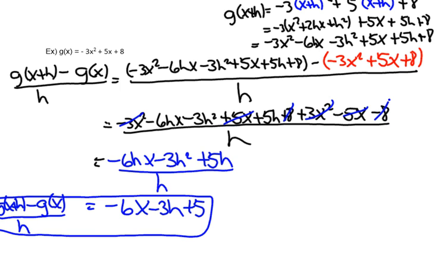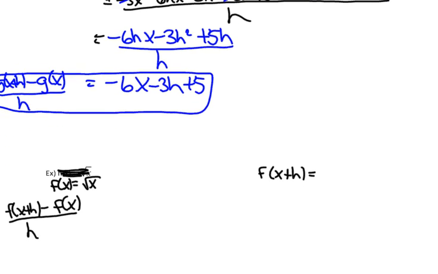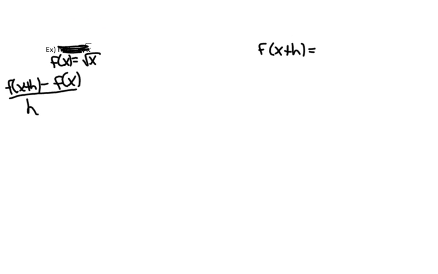All right, so let's take a look at some other functions that are not quadratic. Now, I've changed it so it matches your sheet. F of x is equal to the square root of x. Again, I've already written out the definition of the difference quotient. So now f of x plus h. Well, this is pretty simple. That's just going to be square root of x plus h. Every time I see the x, I'm going to replace it with x plus h. Okay, go ahead and put it into the definition now.